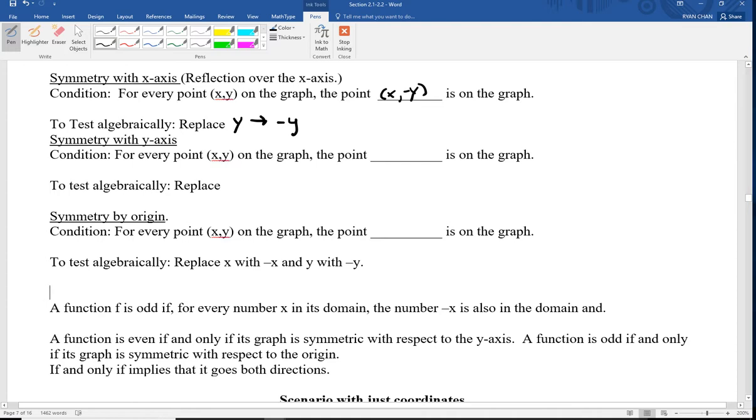Symmetry with the y-axis is just going to be the opposite. You're going to reflect across the y-axis. So when you replace every x comma y, this is going to be negative x comma y, and every x will be replaced with negative x.